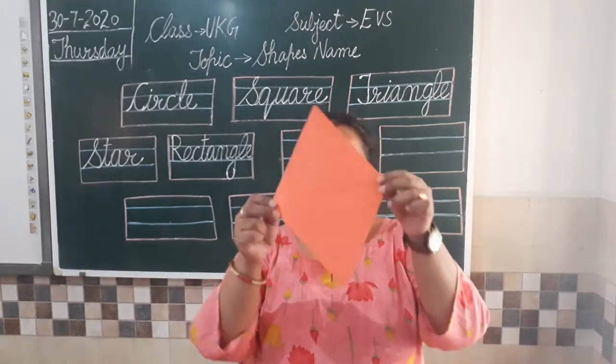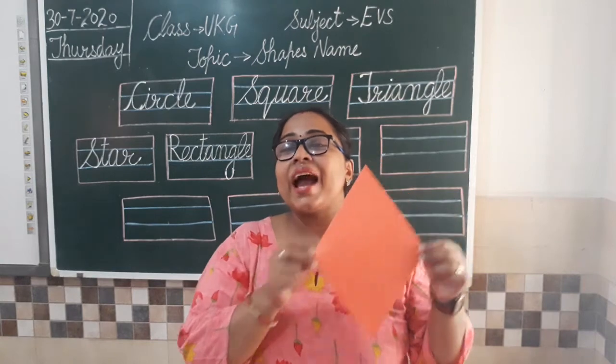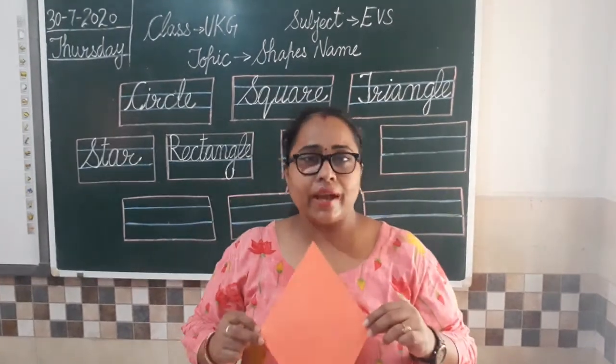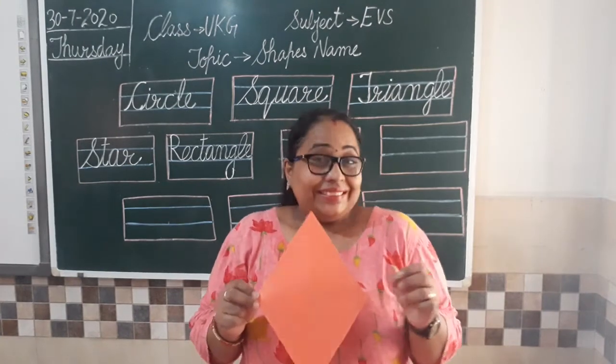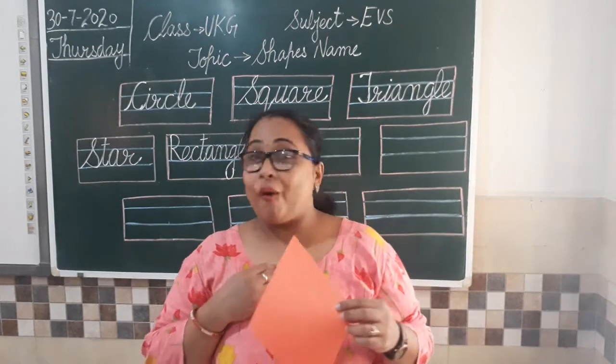So can you tell me which shape is this? It's a diamond shape. Yes. So after watching this shape, काजू कतली याद आ जाती है ना एकदम से? कितनी टेस्टी होती है. I love to eat it. आप सबको अच्छी लगती है? मुझे बहुत अच्छी लगती है.